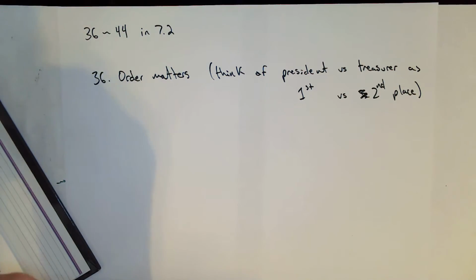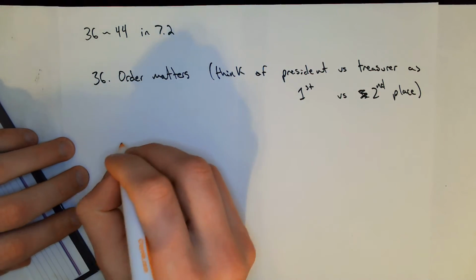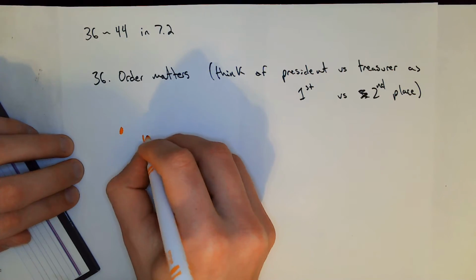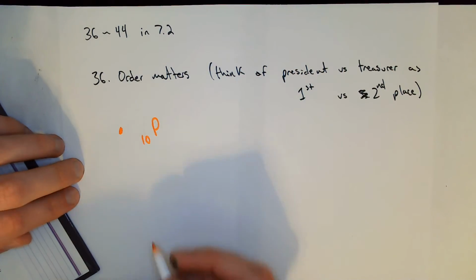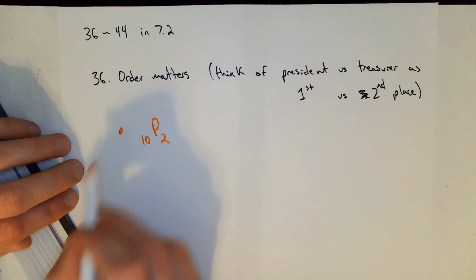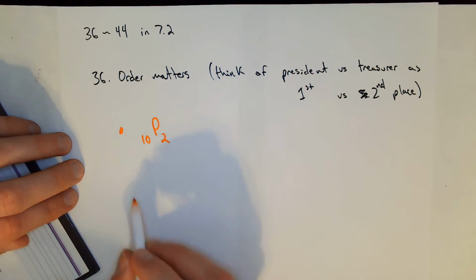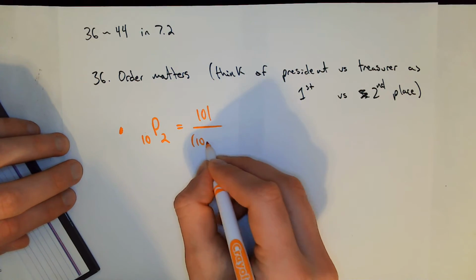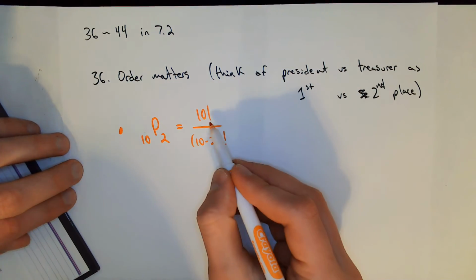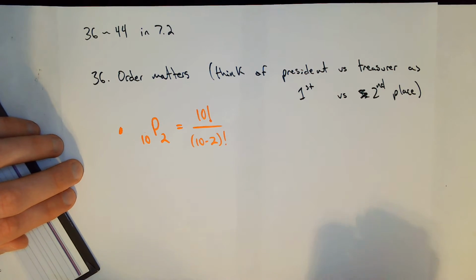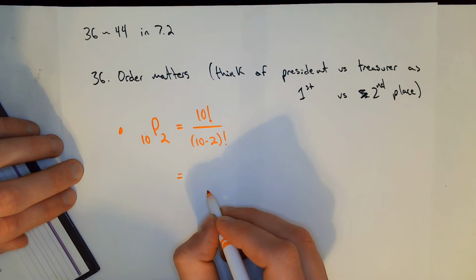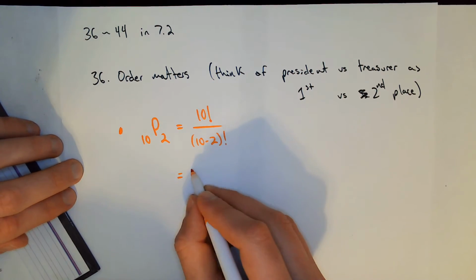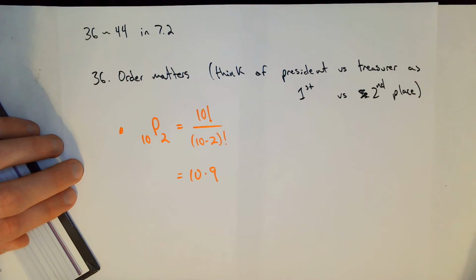So order definitely matters. And by the way, what would the calculation look like? Well, there's 10 people, so 10, and it's a permutation because order matters, and then we're picking 2. So that's going to be the calculation, or at least that's what it looks like, and then the actual calculation would be 10 factorial over 10 minus 2 factorial. So that's 10 factorial, which is going to end up being 10 times 9, which is 90.